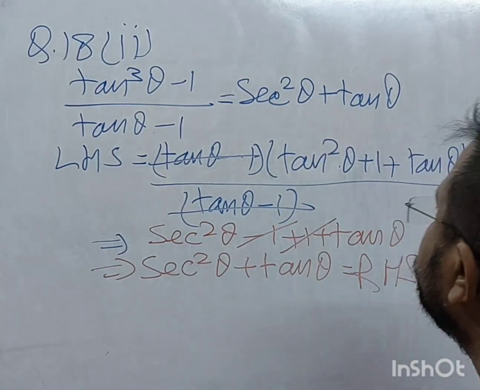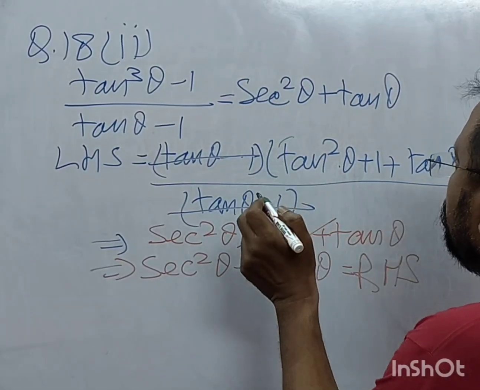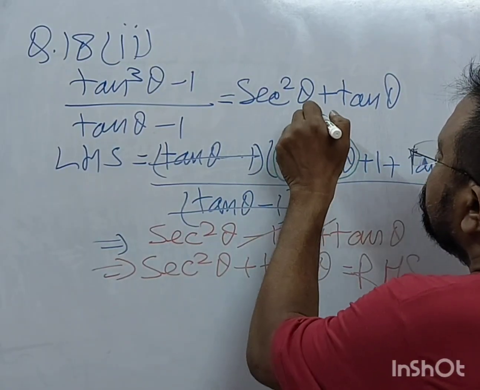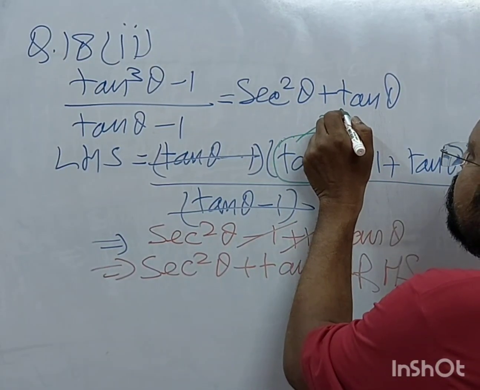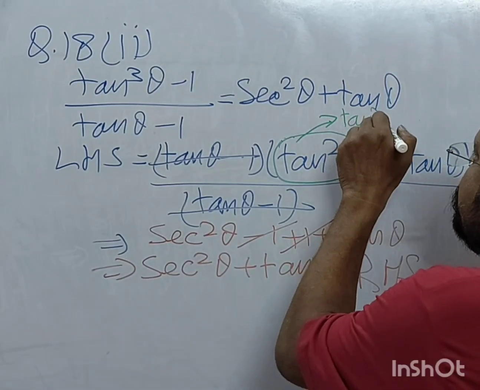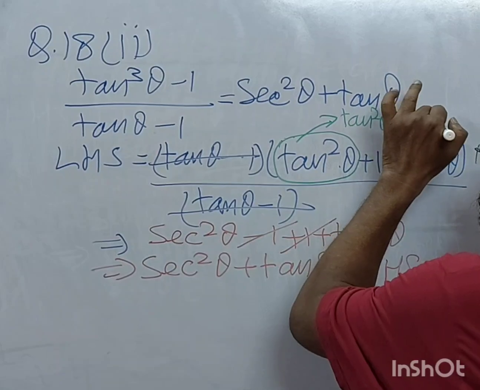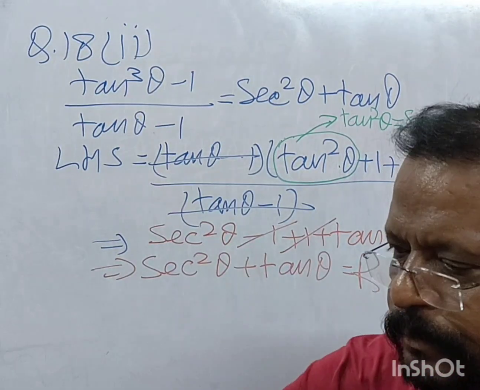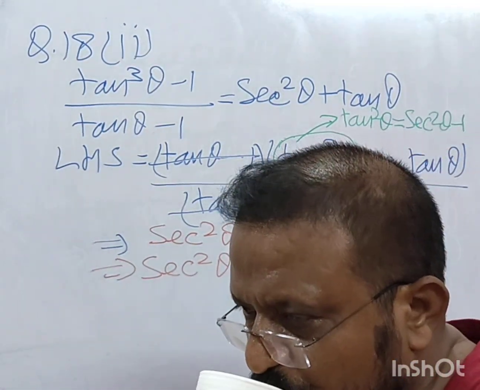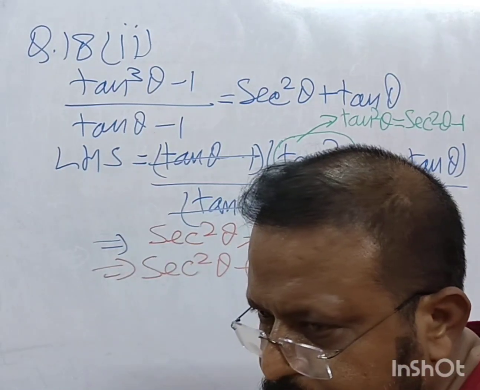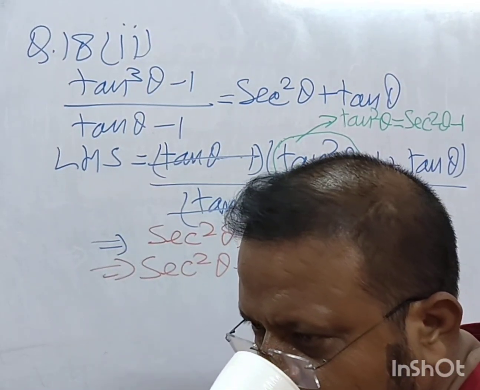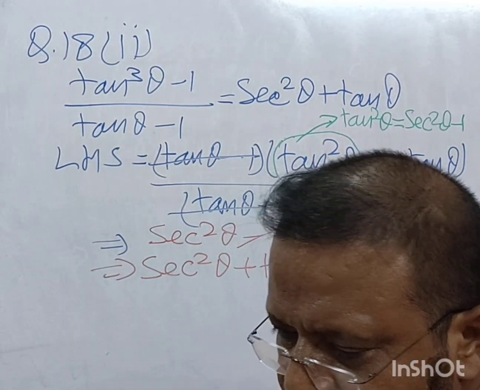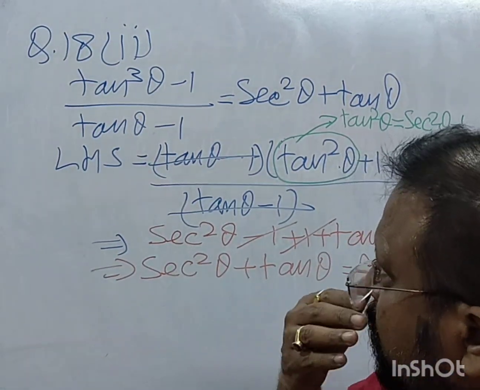Here you use the formula: this as a whole, this one, is converted into tan square theta is equal to sec square theta minus 1. Done this? Yes.